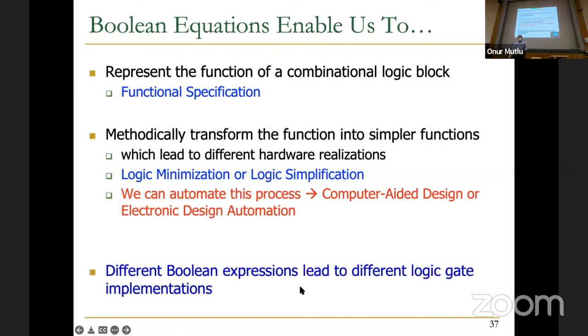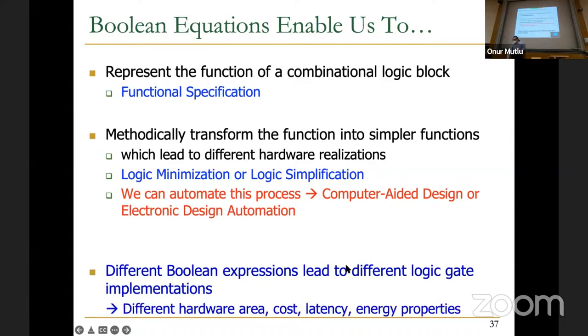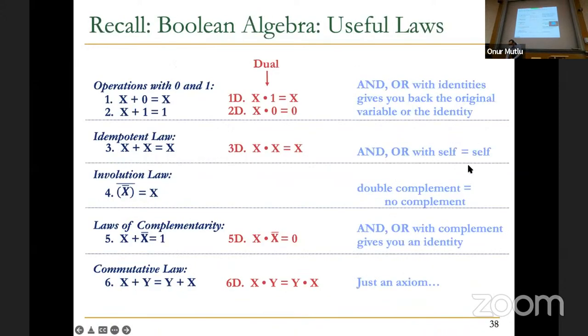And different Boolean expressions lead to, as I said, different logic gate implementations, right? And this is important because different logic gate implementations have different area, cost, latency, and energy requirements. If you can implement a function in two gates, it's probably a good idea to not spend 1,000 gates on it, right? And if you can simplify the function from, let's say, a Boolean expression that requires 1,000 gates to a Boolean expression that requires only 2 gates, that sounds great to me. Right? That's the idea, basically. So we will see that bit. And that's why we were covering these Boolean expressions.